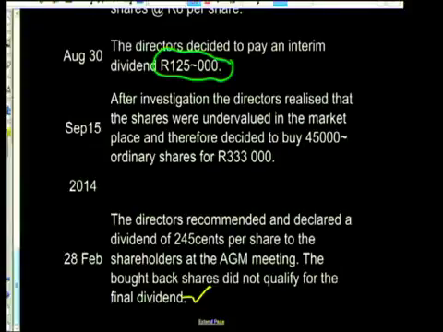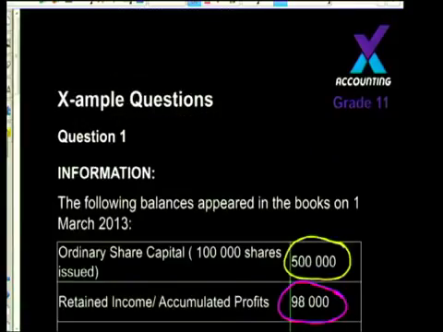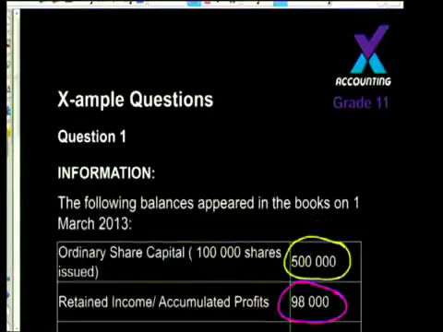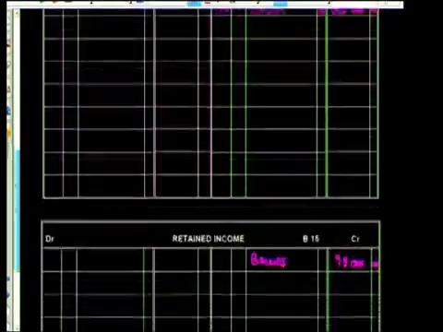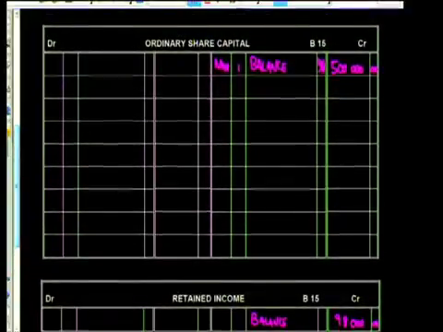After investigation, the directors realized that the shares were undervalued in the market, and therefore we bought back 45,000 shares for 333,000 Rand. Okay, now we go back to these two accounts that we worked with originally, and we're going to ask ourselves, how does it impact on these two accounts? Remember what we said. We've got the average price and we've got the buyback price. So therefore, let's work with those two figures now. We bought back 45,000 shares.